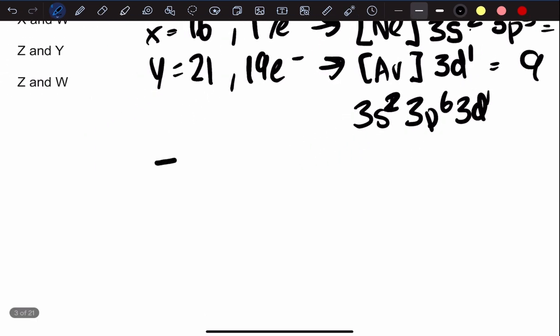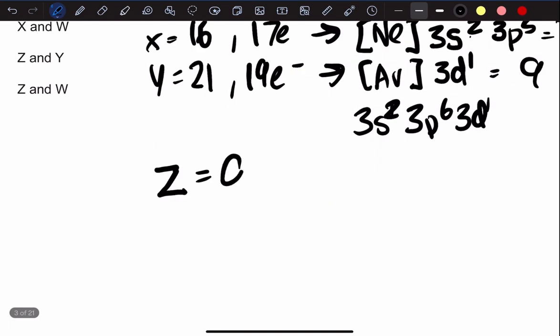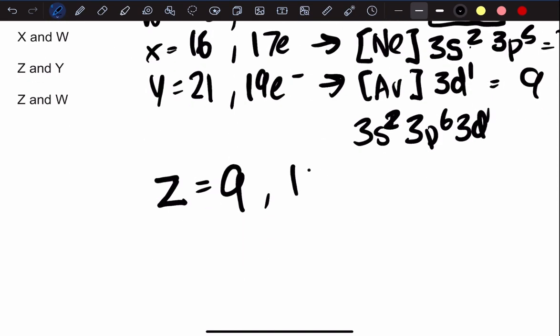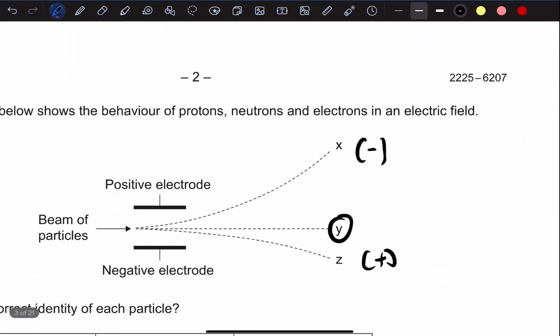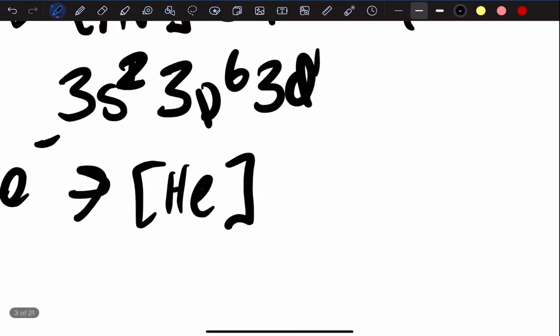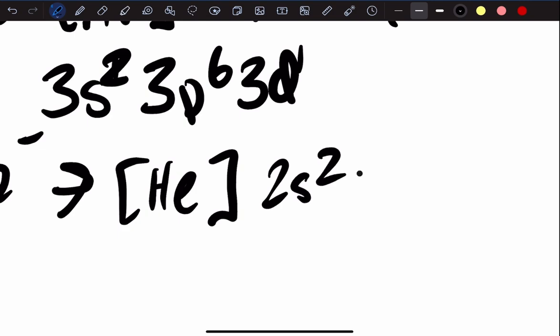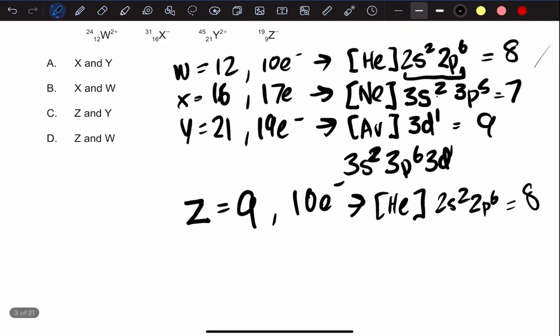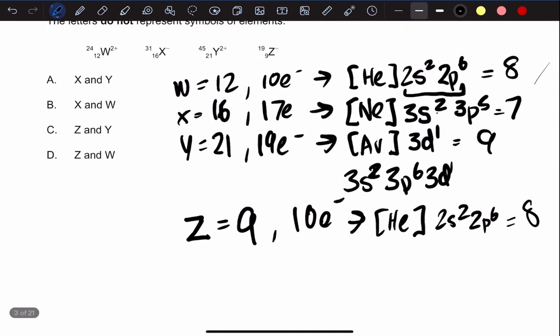And then we have Z, which has 9, and then it gains an electron, so we have 10 electrons. And then in notation, that's helium, 2s2, 2p6, and that gives us an outer shell of 8. So our W and Z have the same, which is D. Yeah, W and Z the same, that's D. Yeah, that's our answer.